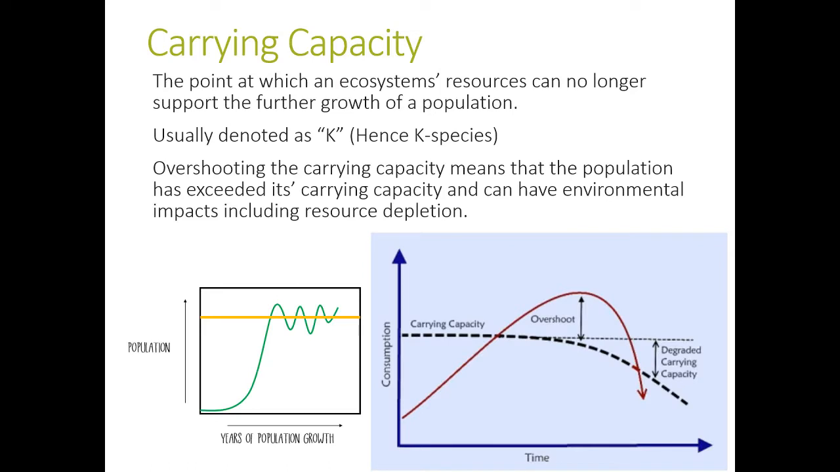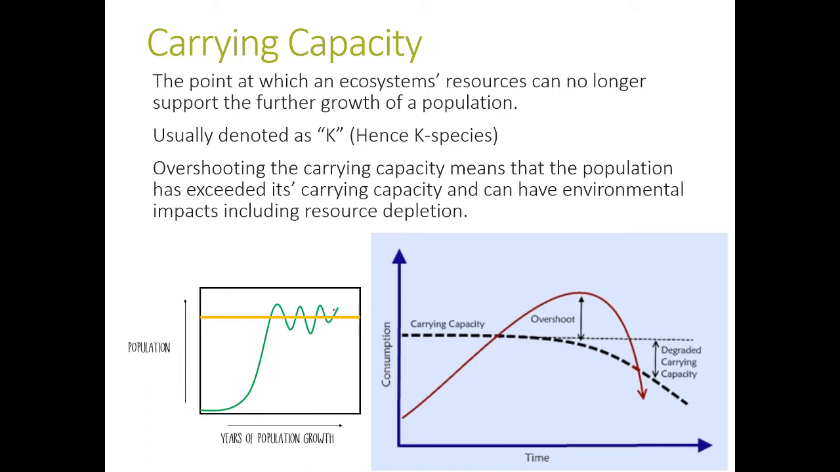Carrying capacity hopefully isn't a new thing for most of us, but basically carrying capacity is when the resources no longer support growth of the population. We usually think of carrying capacity as K, so that's how it would usually be denoted. When we overshoot K, the carrying capacity, it means that the population has exceeded the resources available, and you start seeing resource depletion. So this is one of the graphs where, on the bottom left, the carrying capacity is shown by a line.